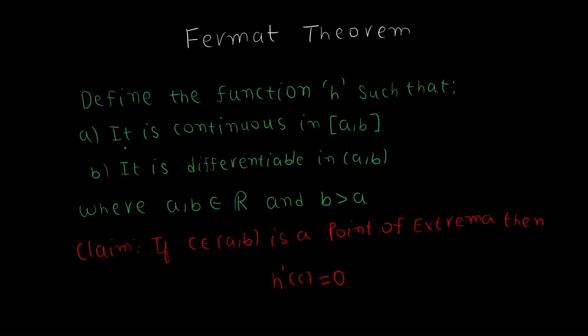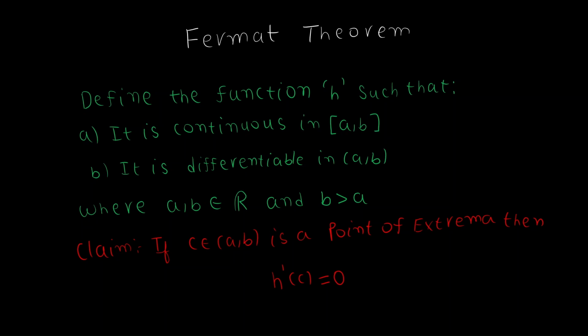Today, first we will be proving Fermat's theorem. For Fermat's theorem, we will be defining a function h such that it is continuous in the closed interval [a, b]. It is differentiable in the open interval (a, b), where a, b belong to R, and let's say b is greater than a without loss of generality. This definition will be common even in the upcoming theorems that we are going to derive.